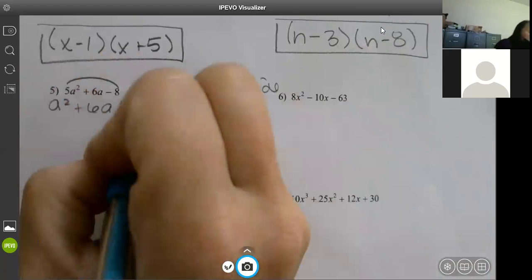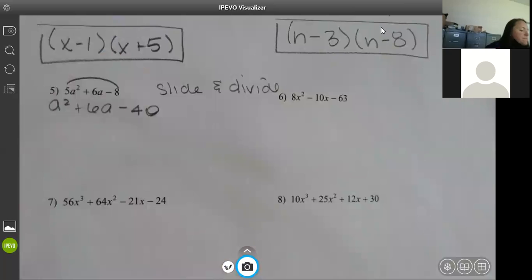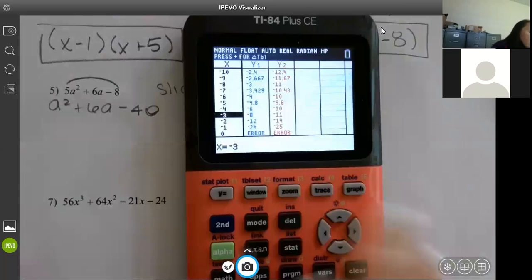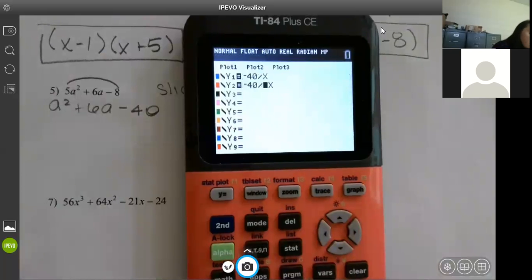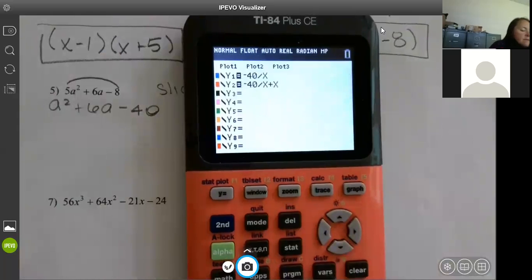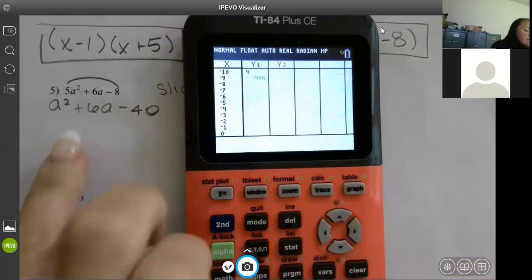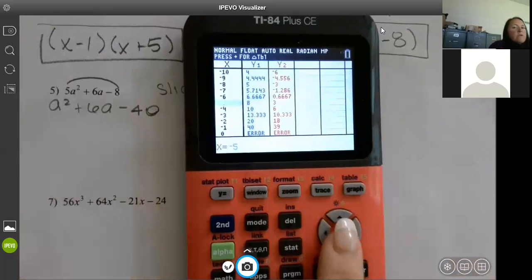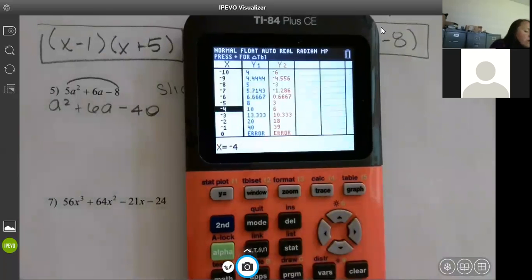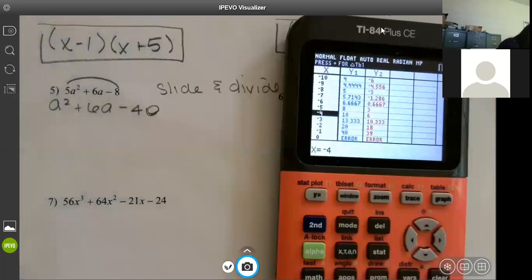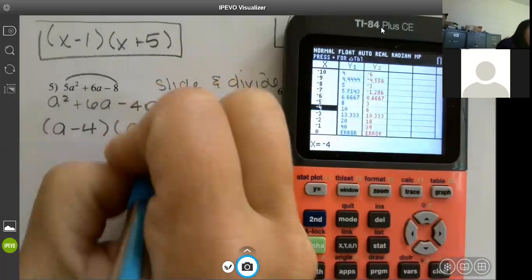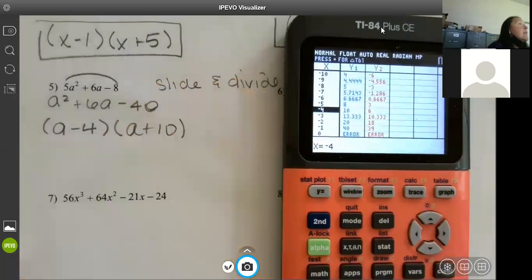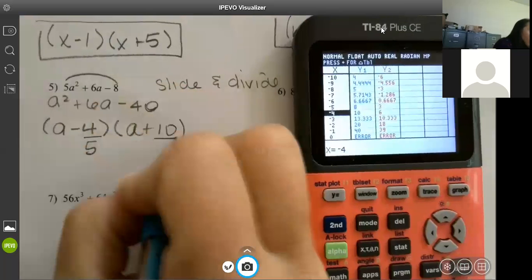5 times negative 8 is negative 40. So then we're going to do the cheater method. Negative 40 divide x. Negative 40 divide x plus x. And we're looking for 6, a positive 6. Right there are my 2 factors of negative 4 and positive 10. A and a negative 4, A and a positive 10. Be careful because this might be one of the answers, but what do we need to do? We need to divide by 5.